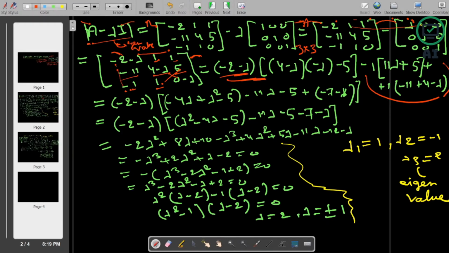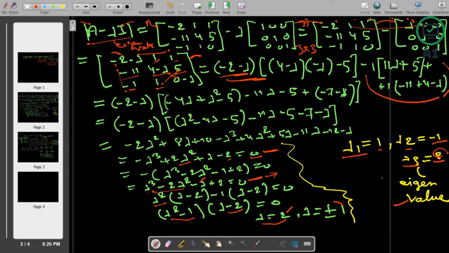So if you solve this, ultimately you will get this equation: minus lambda cube plus 2 lambda square plus lambda minus 2 equal to 0. And then after solving this, you will get this particular equation. From here you have taken lambda square common, so lambda minus 2, and from here you have taken minus 1 as common, so lambda minus 2 equal to 0. So you got lambda square minus 1, times lambda minus 2 equal to 0. So lambda equal to 2 is one value, and then lambda equal to plus minus 1 are the other values. So finally we got lambda 1 equal to 1, lambda 2 equal to minus 1, and lambda 3 is nothing but 2. So these are the eigenvalues we got.